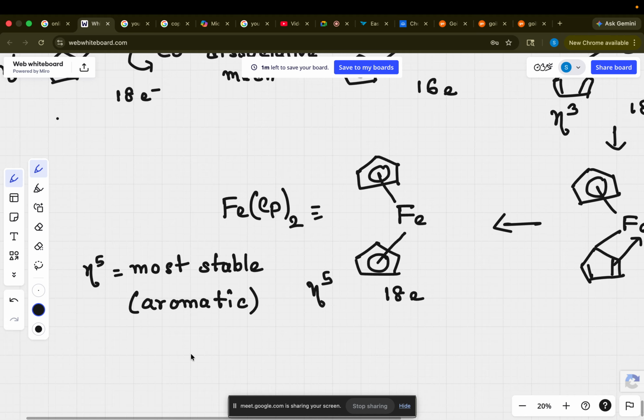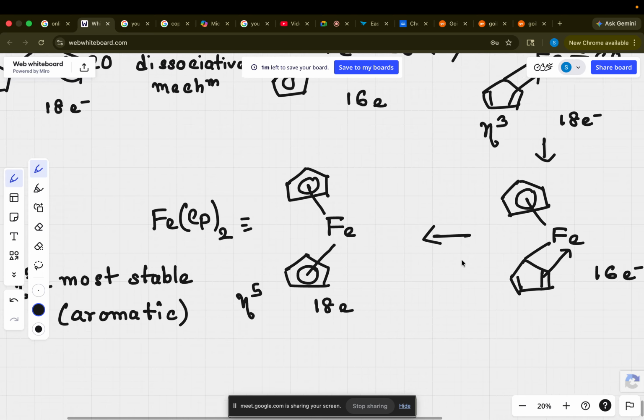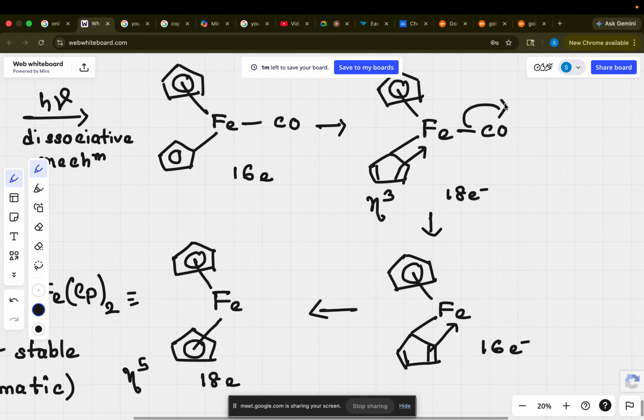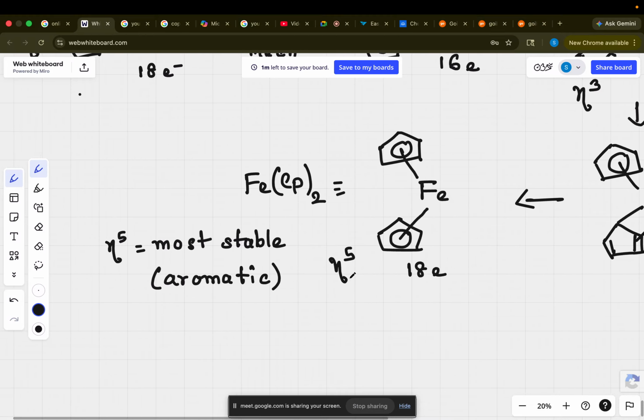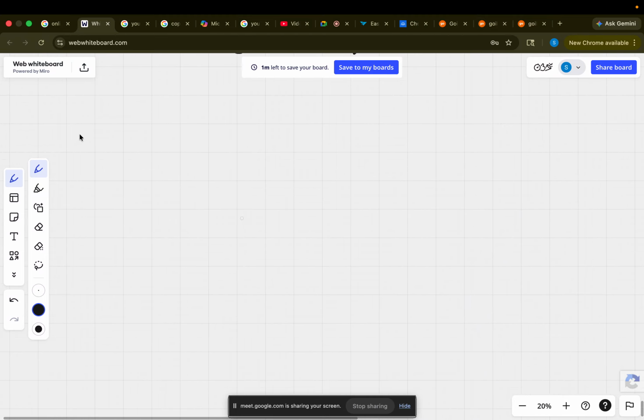So this is the fluxional ligand. From eta 1 it is changing to eta 3, then to eta 5, and eta 5 is the most stable form. That's why here the carbonyl leaves, it gets 16 electron, and again it becomes 18 electron. Clear? Yes, clear. Fine. Now try to solve this one.